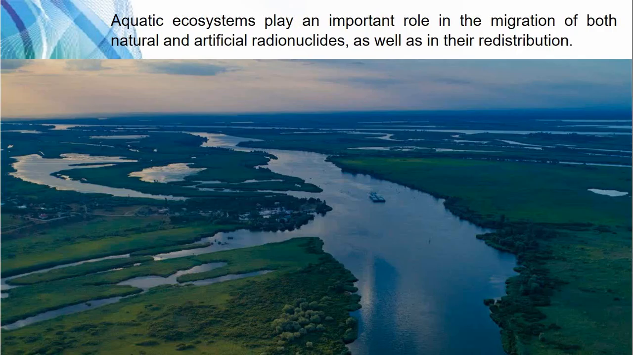Aquatic ecosystems play an important role in the migration of both natural and artificial radionuclides, as well as in their redistribution. Sediments of reservoirs and watercourses, to a large extent, fulfill the deposit mission of substances entering the water from catchment areas during coastal erosion and runoff from adjacent areas. Thus, the composition of sediments, including radionuclides, reflects the ecological state of rivers and their catchment areas.